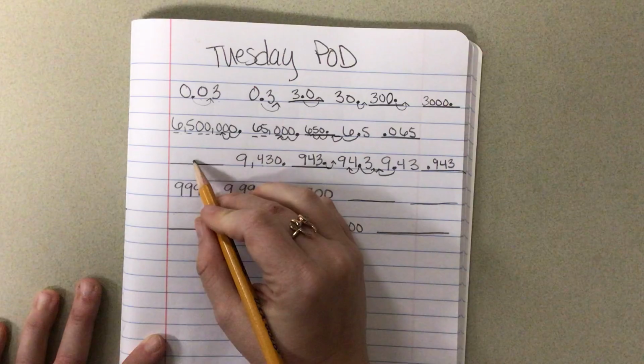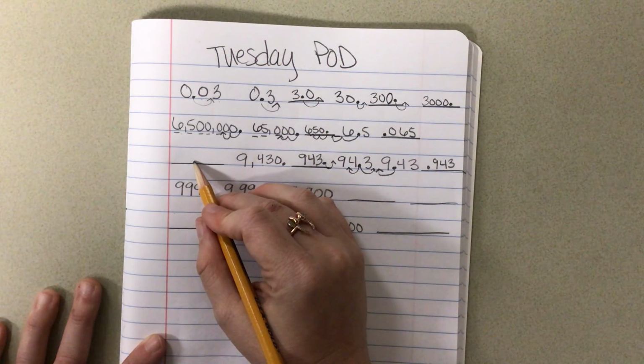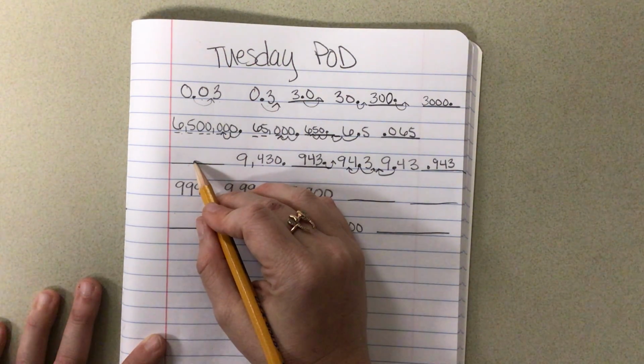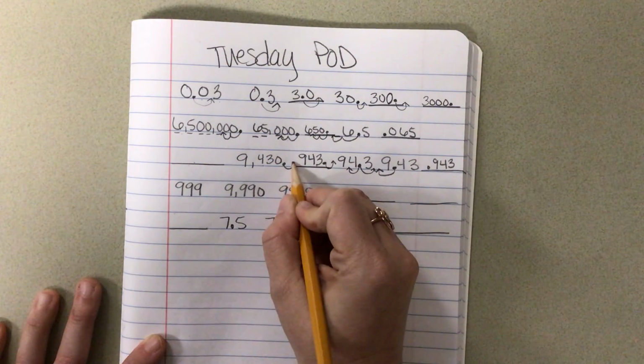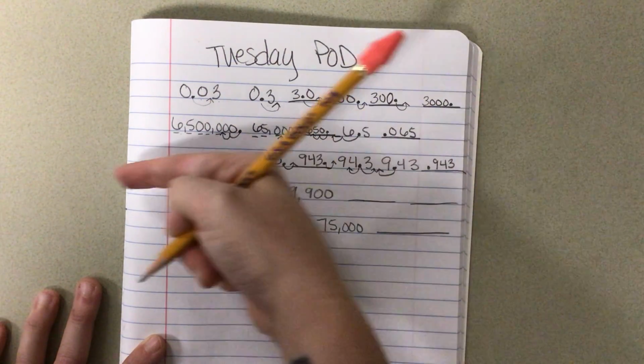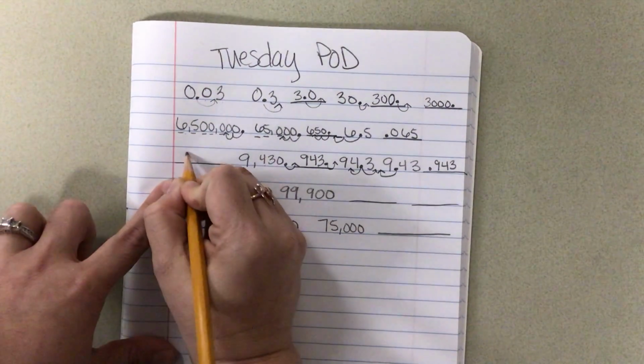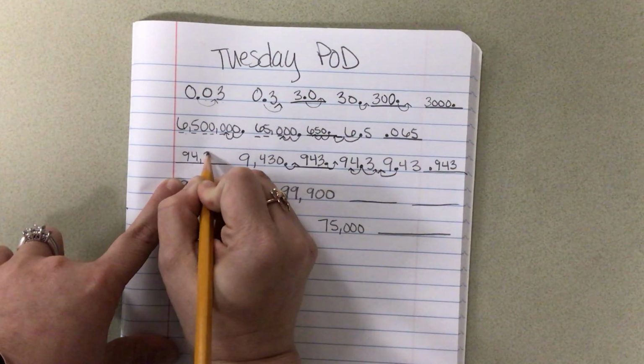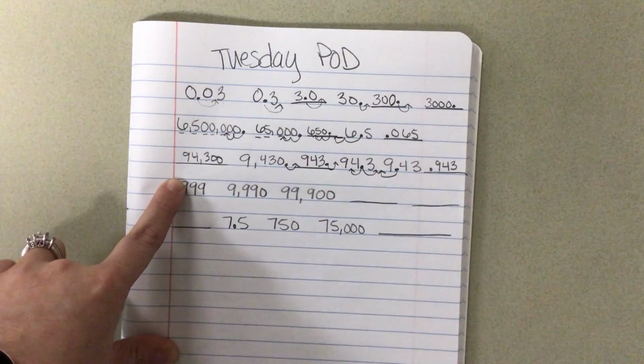And then how do I figure out this number? I'm going to move my decimal one more to make it larger because we're getting bigger as we go on. So that gives me 94,300. All right.